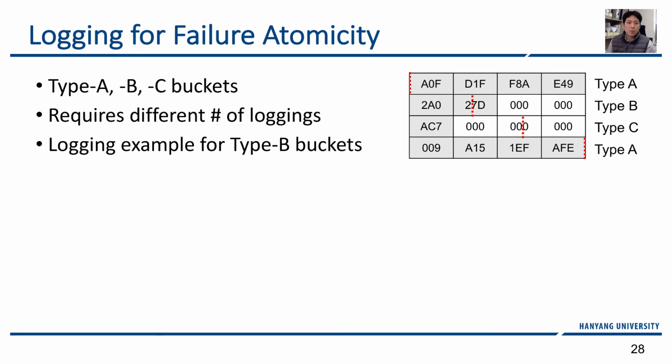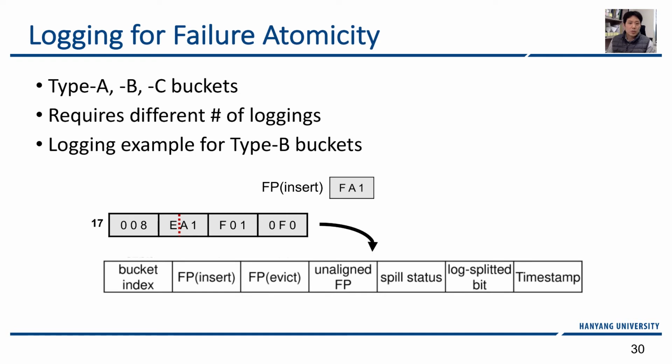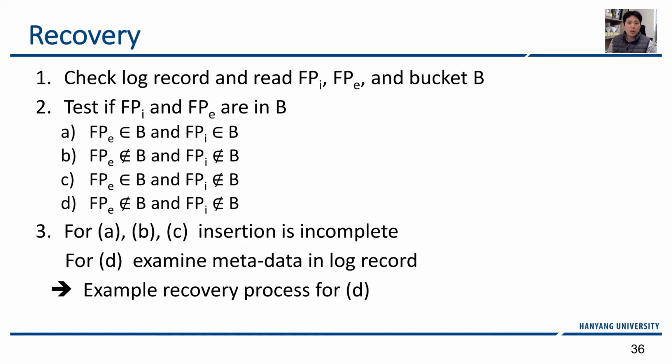Here we give an example of logging for type B buckets. For more details, please read our paper. We use an 8-byte log record to store bucket index, fingerprint to insert, fingerprint to evict, and other information. When we insert a new key, as in this example, we log bucket index, fingerprint to insert, fingerprint to evict, and unaligned fingerprint fragment, and other information of the bucket. With this log record, we recover if a failure occurs.